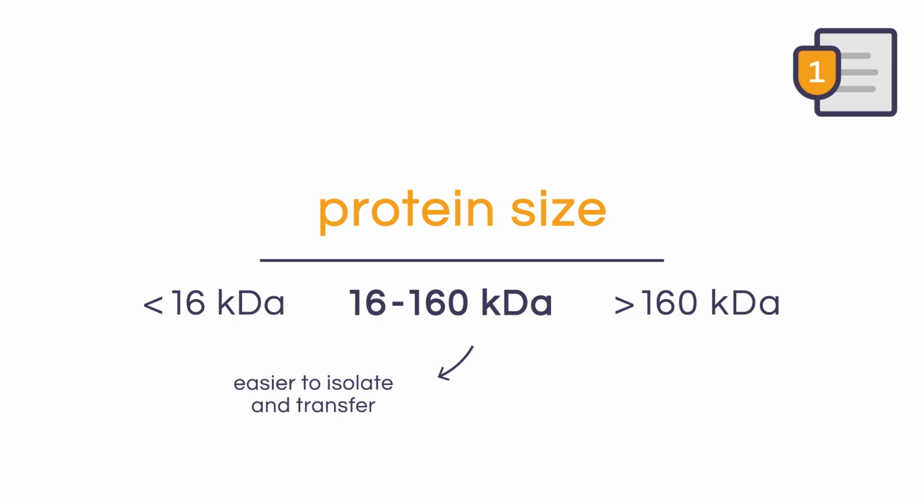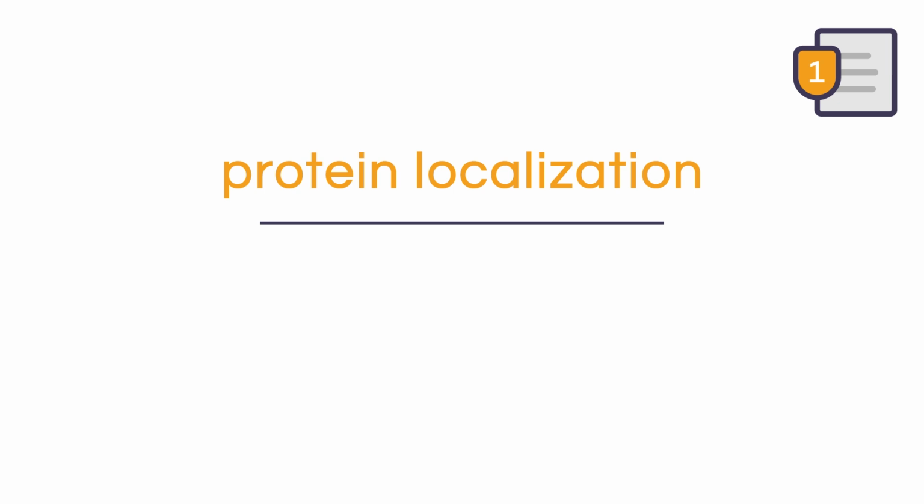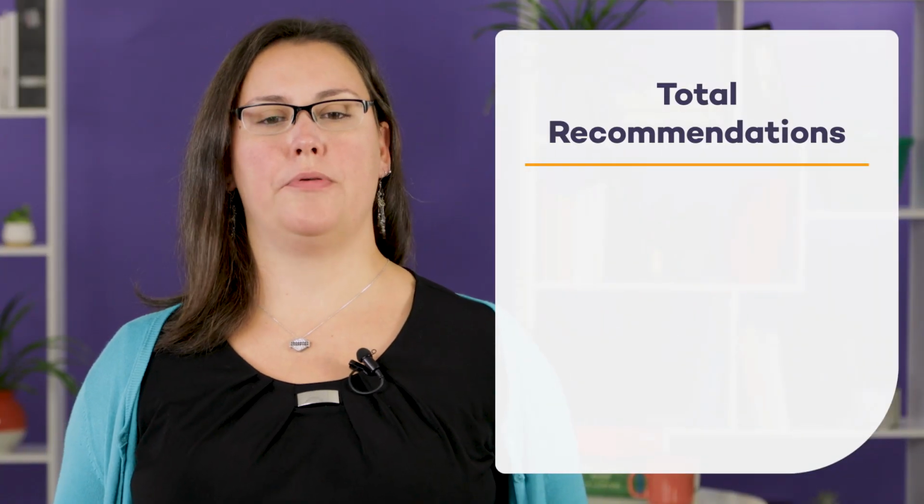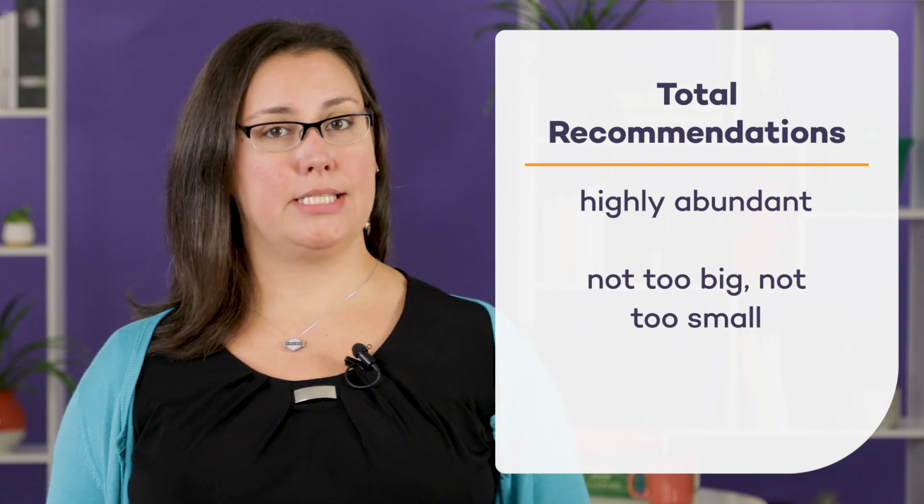The third item on our list is the cellular and tissue localization. Ideally, we want to work with a protein that's present free in the cell, meaning inside the cytoplasm or inside the nucleus, without being bound to the membrane or to the DNA. We would also rather work with a protein that's not restricted to one type of organelle only and that is not secreted.